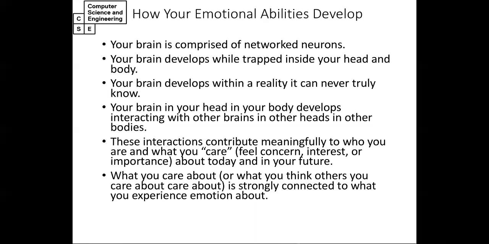So how do you develop emotional abilities? I'm reading from the slides here. Your brain is comprised of a network of neurons, but also other cells, like glia. Your brain develops while it's inside your head for the most part. It doesn't get to come out.